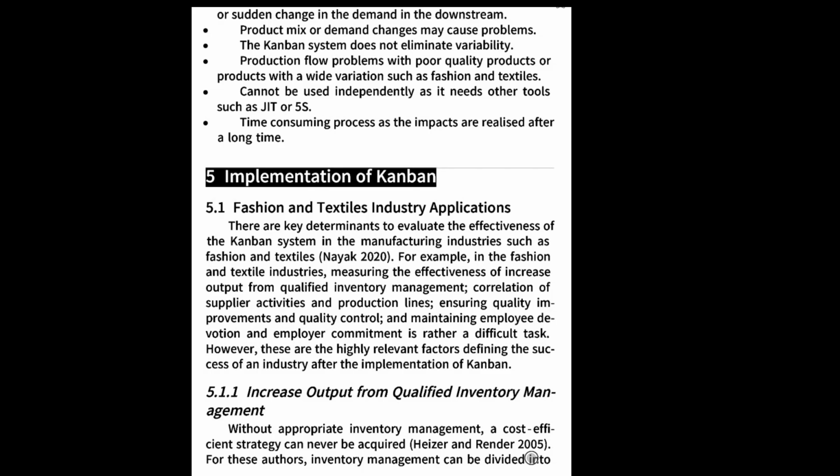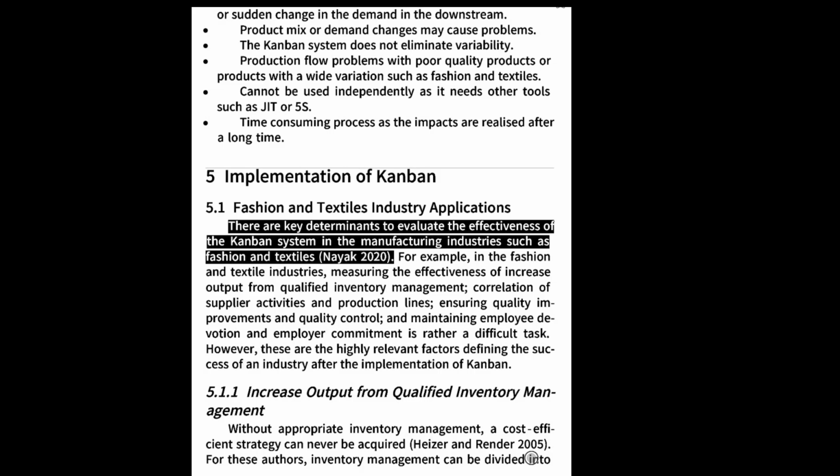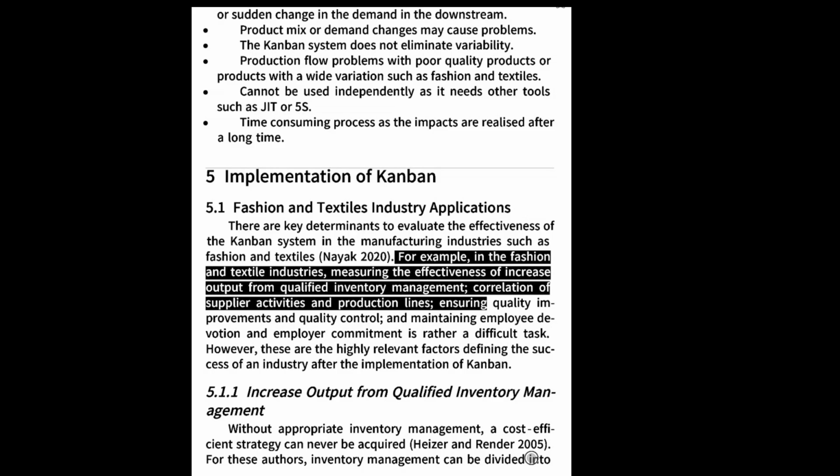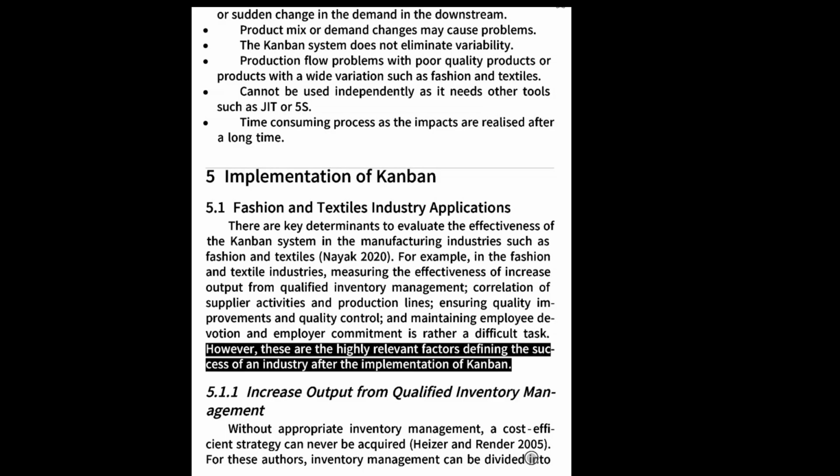Implementation of Kanban. 5.1 Fashion and textiles industry applications. There are key determinants to evaluate the effectiveness of the Kanban system in the manufacturing industries such as fashion and textiles, NIAC 2020. For example, in the fashion and textile industries, measuring the effectiveness of increased output from qualified inventory management, correlation of supplier activities and production lines, ensuring quality improvements and quality control, and maintaining employee devotion and employer commitment is rather a difficult task. However, these are the highly relevant factors defining the success of an industry after the implementation of Kanban.